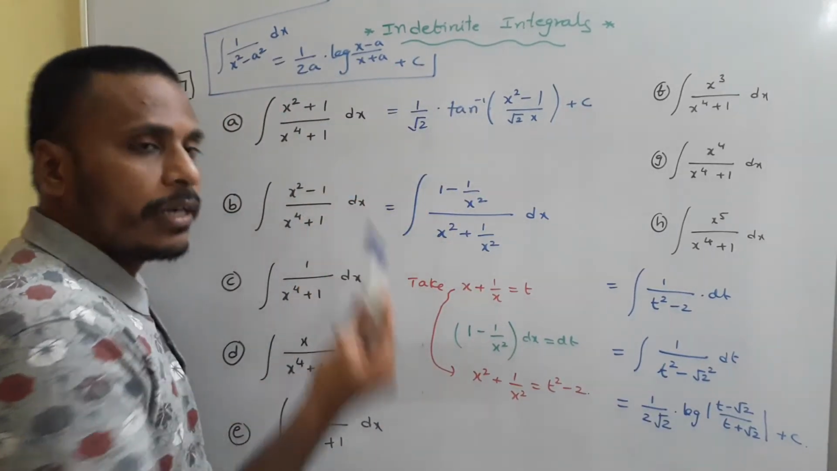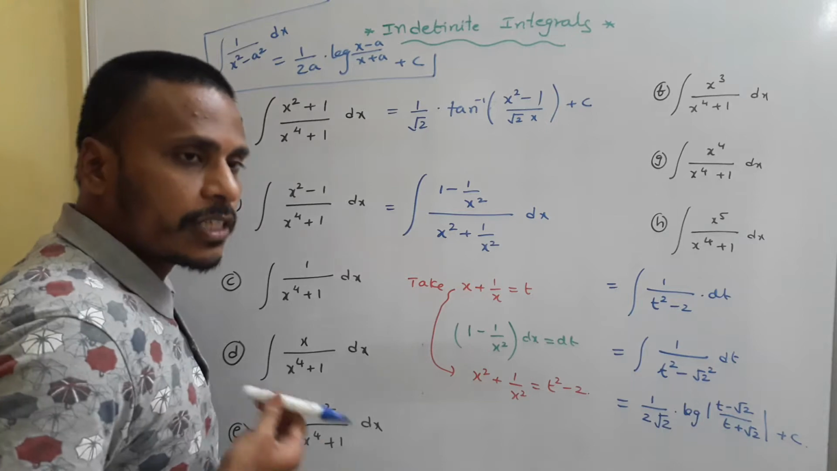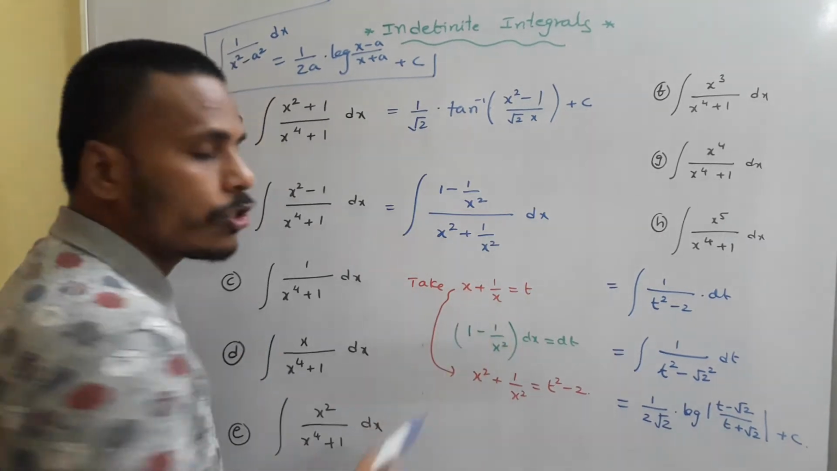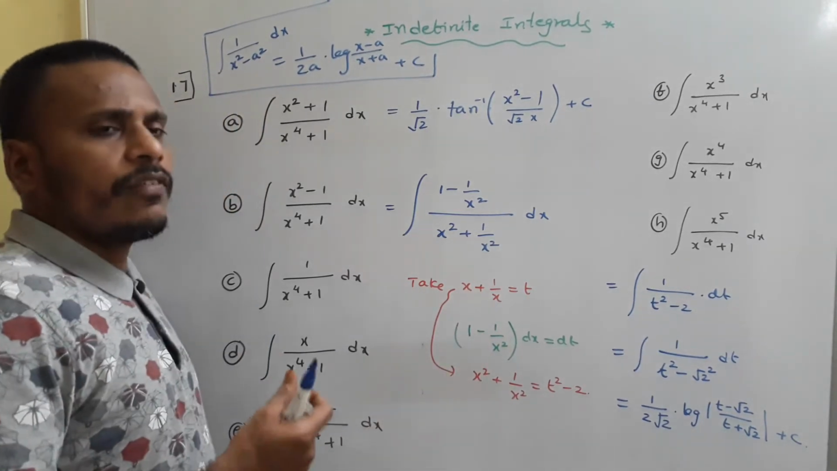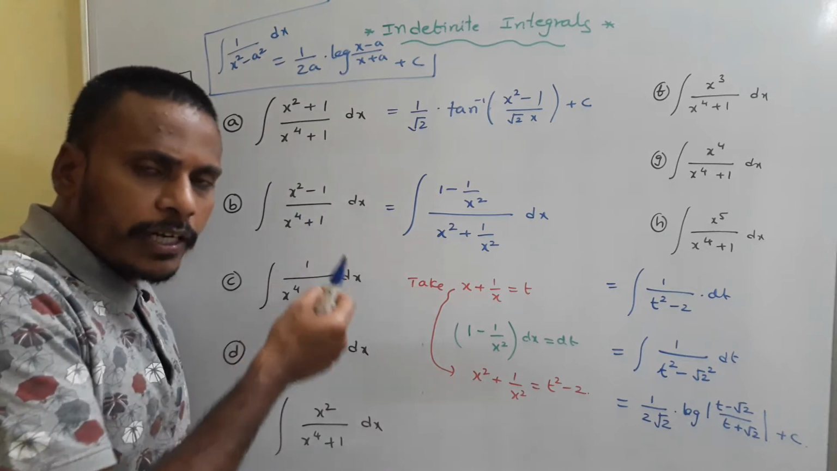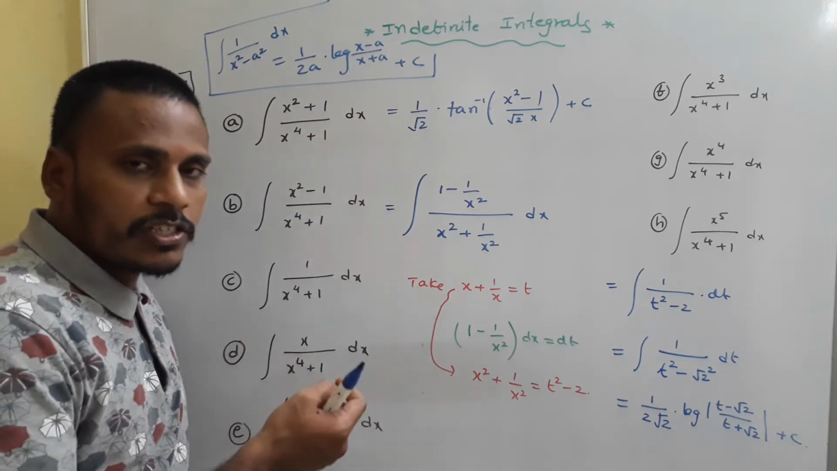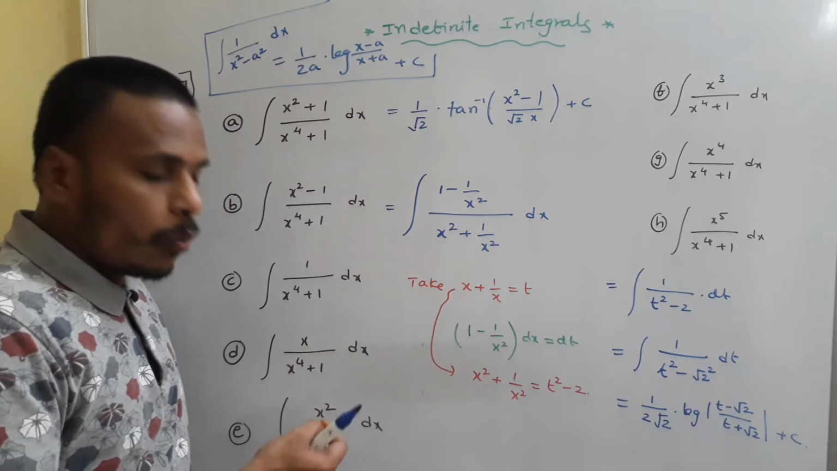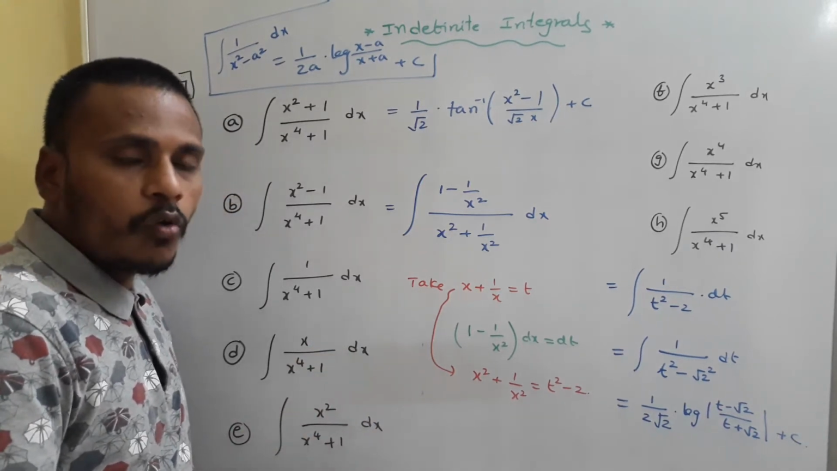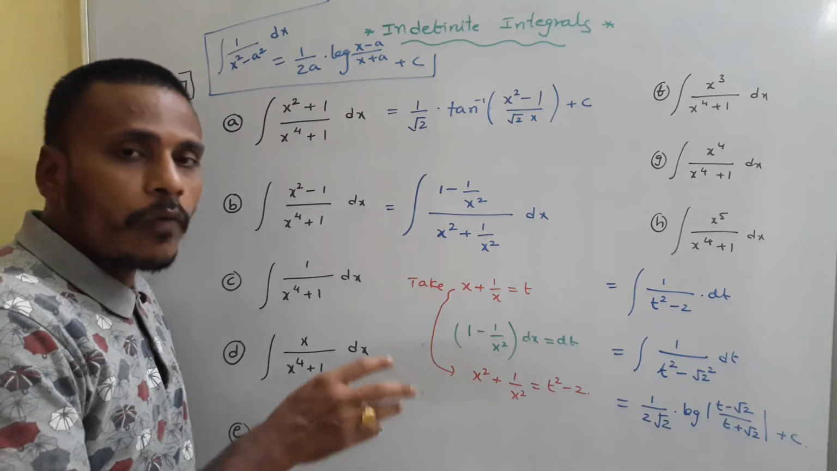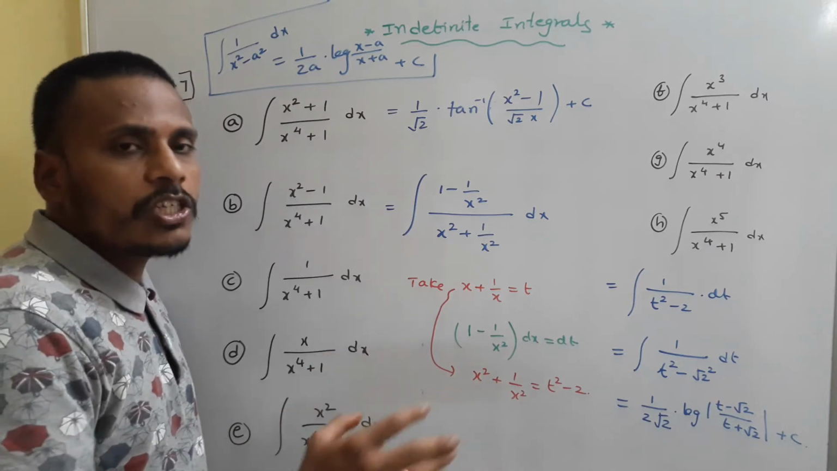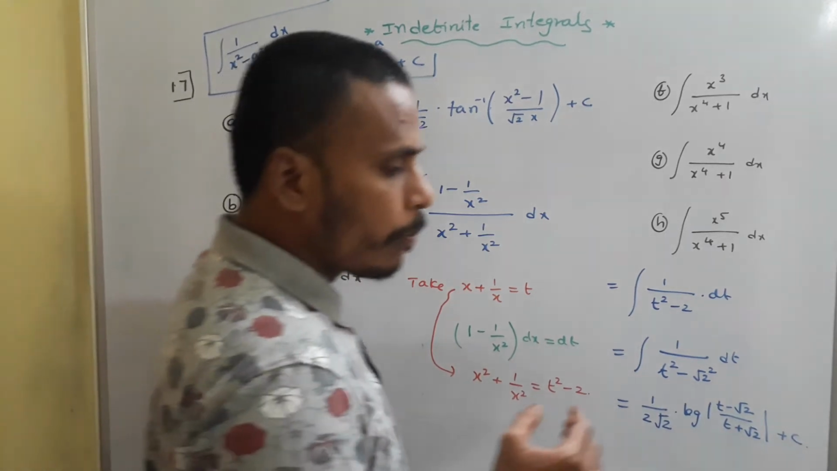As we discussed in bit A, for bit B, our substitution is x plus 1 by x is equal to t. For each and every problem, complete solving is not required to analyze and understand. Just observation of what we need to substitute and how we need to take the substitution. If you have that observation, then it is very easy to answer all those questions and complete the solutions.